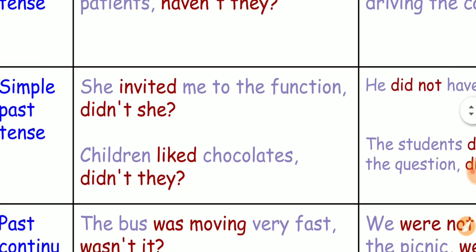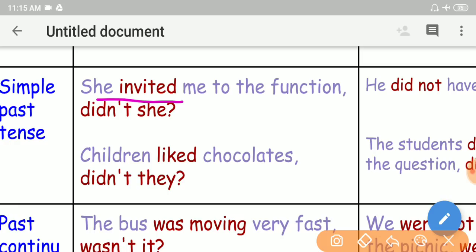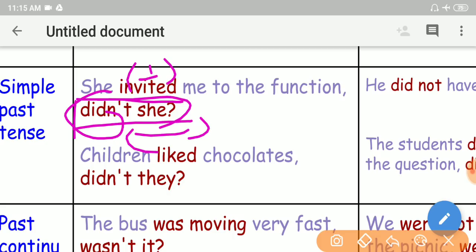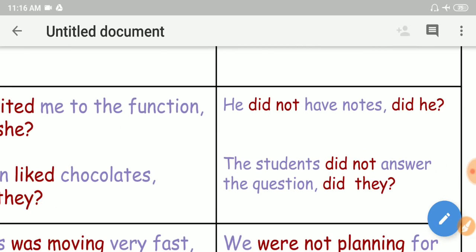Similarly, examples in simple past. Here also, in simple past, as I already told you, the sentence may not have a helping verb. In such cases, we need to take the help of the verb do. In simple past, we must take only did. The statement is positive, so the tag is negative. Children liked chocolate, so liked is positive, and here didn't is negative. Didn't they? Children liked chocolate, didn't they, can be used or pronounced, my dear friends. Here you can see the negative statement in simple past tense.